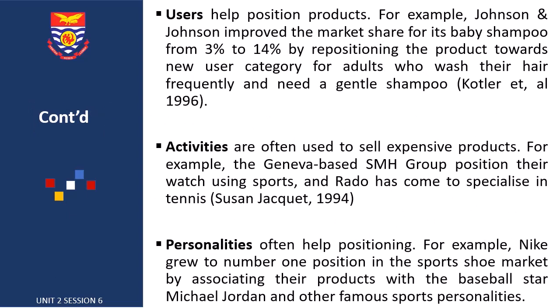One strategy which falls under the positioning strategy is the users of the product. Users help position products. For example, Johnson & Johnson improved the market share of its baby shampoo from 3% to 14% by repositioning the product towards new user categories. That is, for adults who wash their hair frequently and need a gentle shampoo.